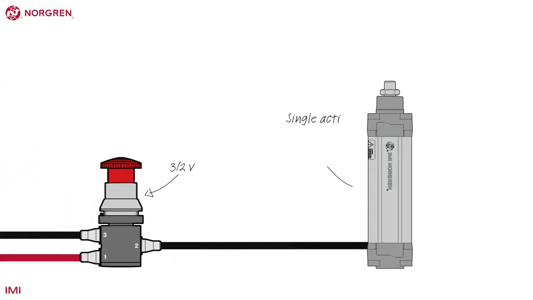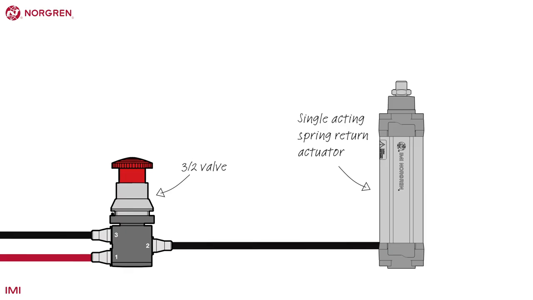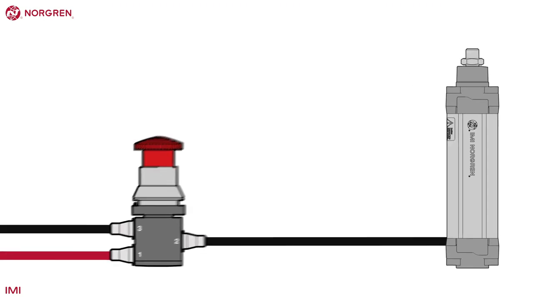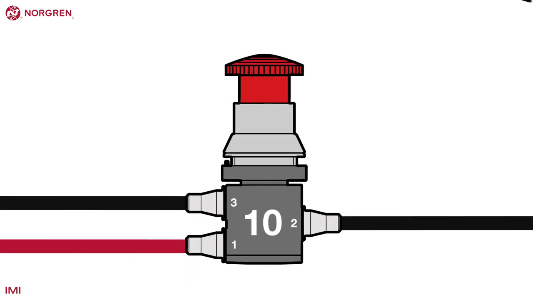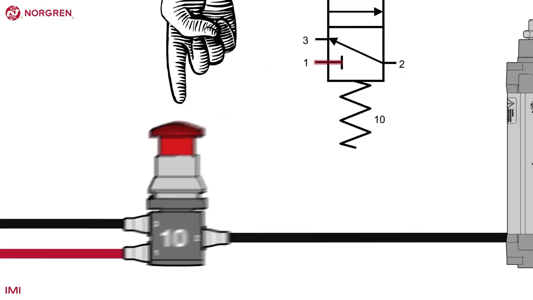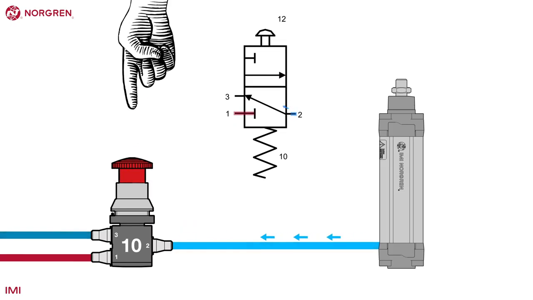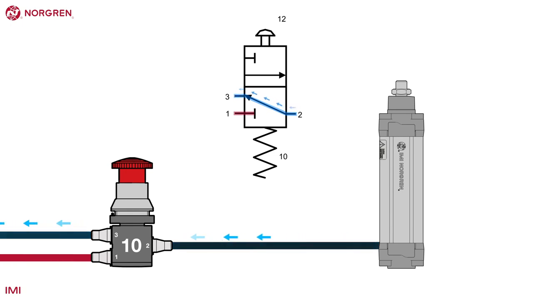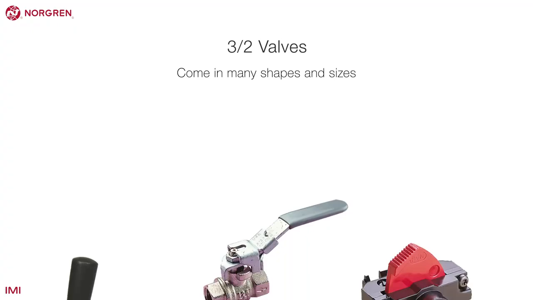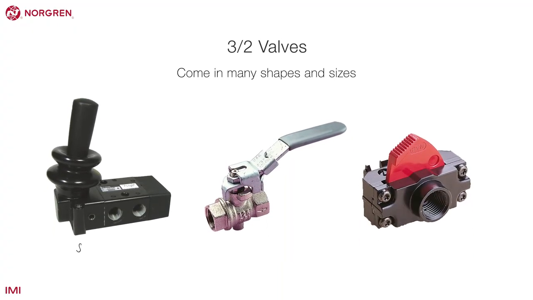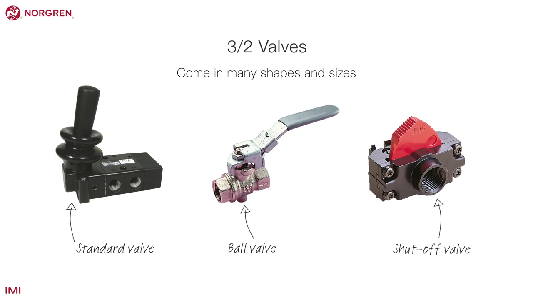Here is a simple example of a 3-2 valve operating a single-acting spring return actuator. Initially, the system is at rest, the button is not pressed, and the valve is in the 1-0 position, so no air is passing to the cylinder. When the button is pressed, the valve moves into the 1-2 position and air passes through the valve to the cylinder. When the button is released, the valve moves back into the 1-0 position, and the air between port 2 and the cylinder vents through the exhaust port. 3-2 valves come in many shapes and sizes, but the principle is always the same, whether it's a standard valve, a ball valve, or a shut-off valve.